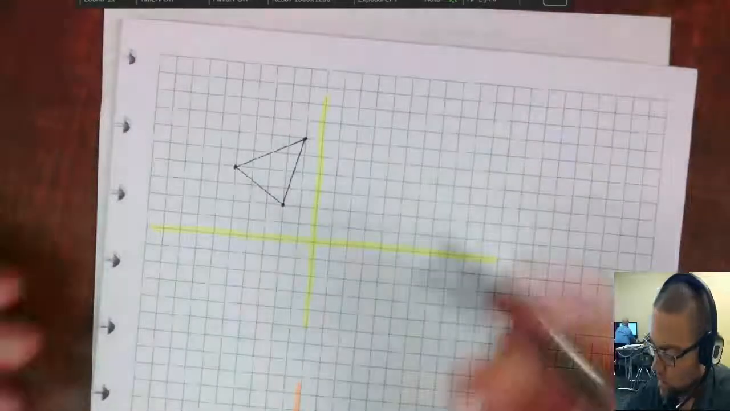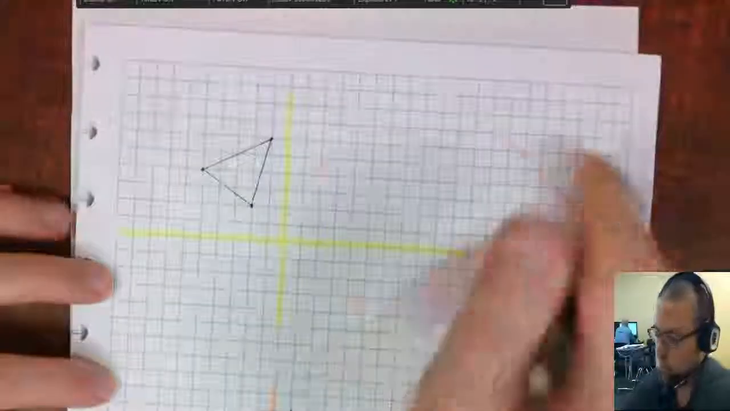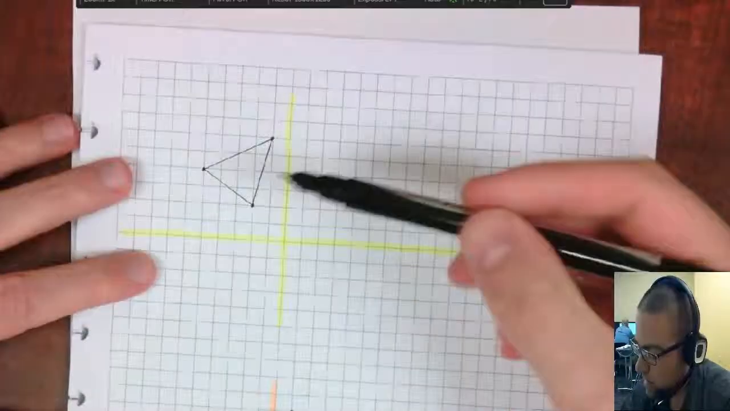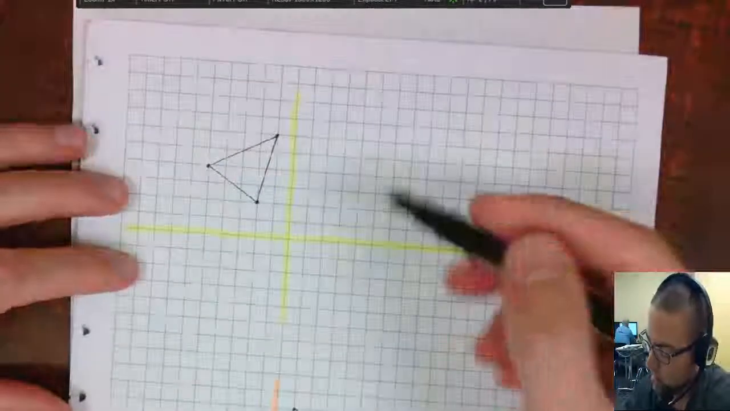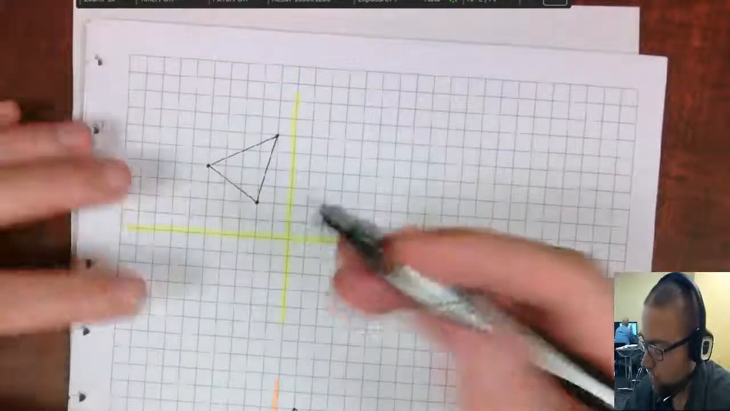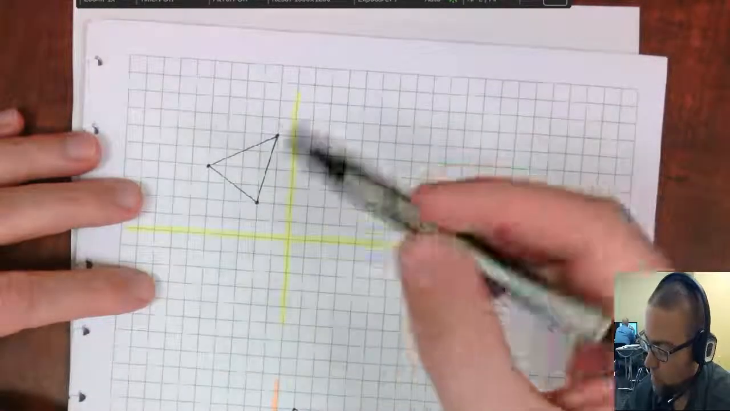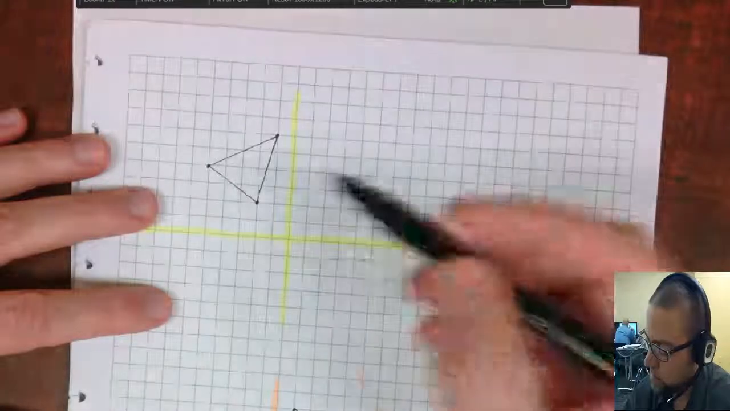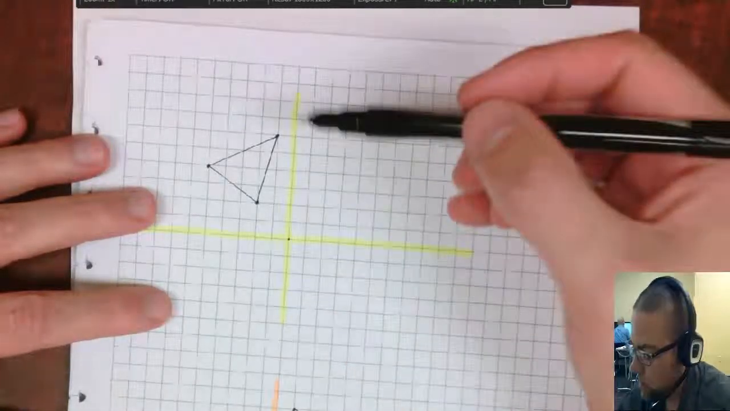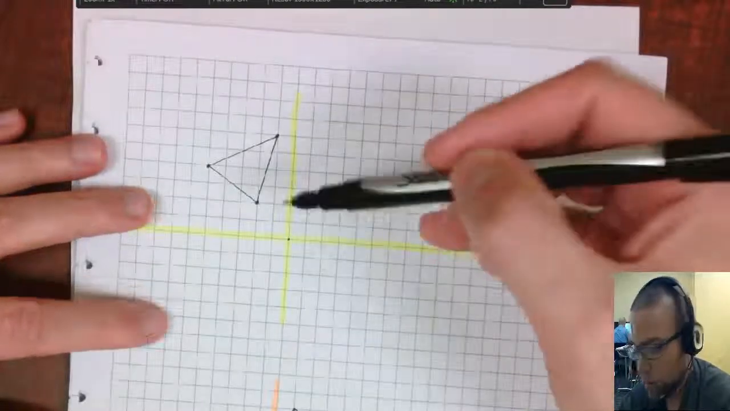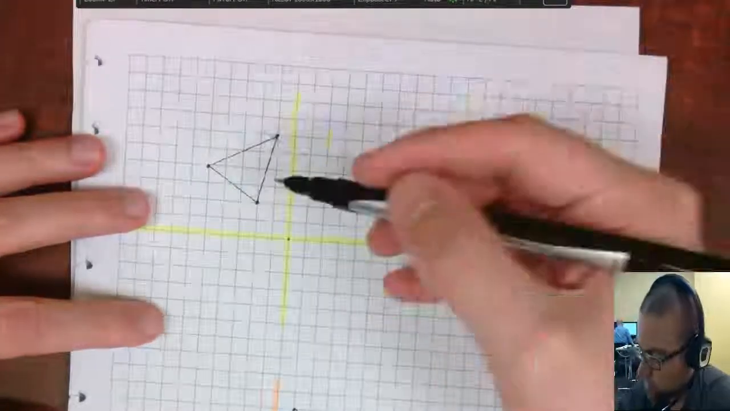Okay, now we're talking about dilations within the coordinate plane. So if I want to shrink it down or make it bigger about a single point, I would have to first know what that point is. So let's just take the origin. This is going to be typical of many problems that you encounter. You want to dilate it about the origin.